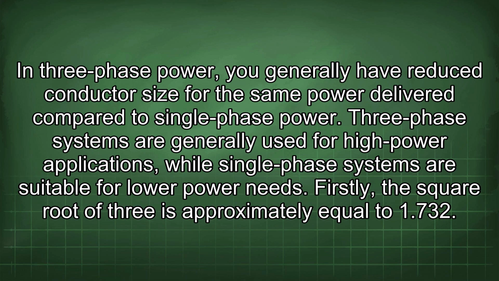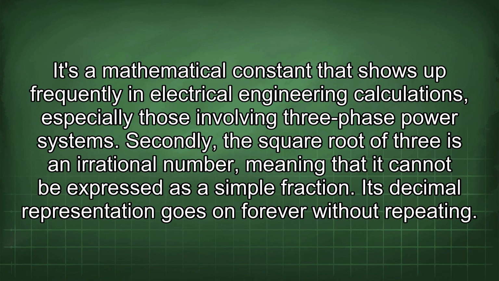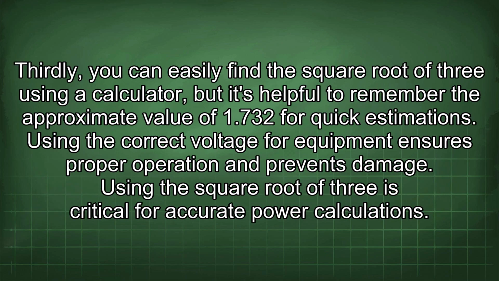Firstly, the square root of 3 is approximately equal to 1.732. It's a mathematical constant that shows up frequently in electrical engineering calculations, especially those involving three-phase power systems. Secondly, the square root of 3 is an irrational number, meaning that it cannot be expressed as a simple fraction. Its decimal representation goes on forever without repeating. Thirdly, you can easily find the square root of 3 using a calculator, but it's helpful to remember the approximate value of 1.732 for quick estimations.